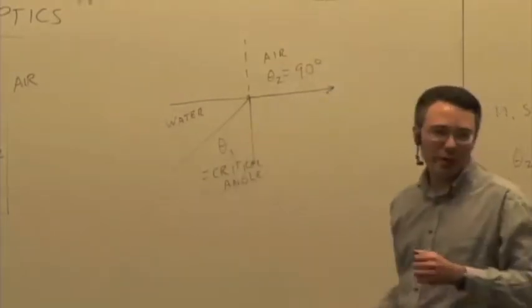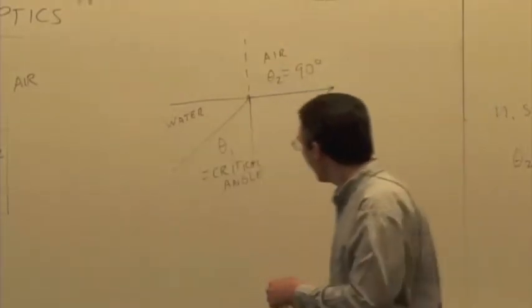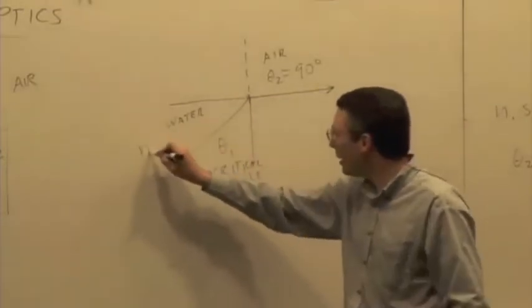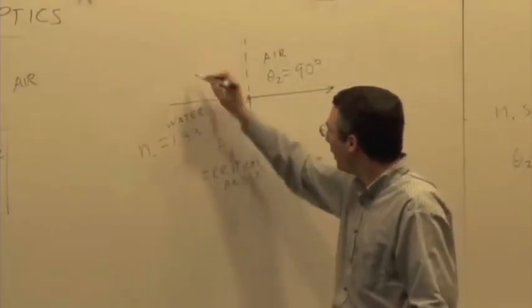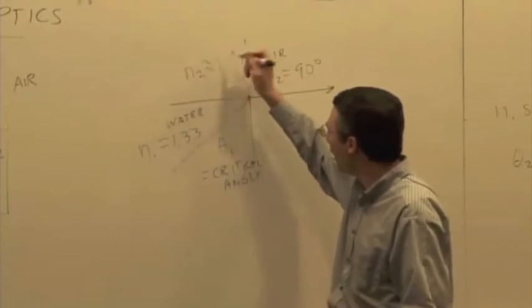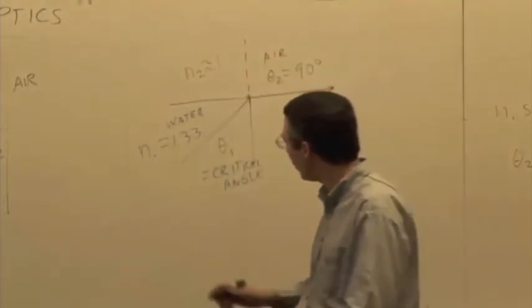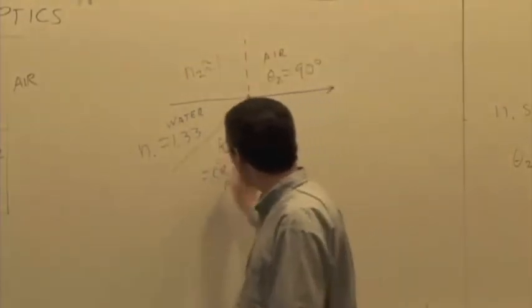So you can calculate that critical angle. We know we have n1 equal to 1.33 and n2 approximately equal to 1. It's 1.0029, but let's just say it's 1. Use Snell's law and see if you can find what theta 1 is equal to.